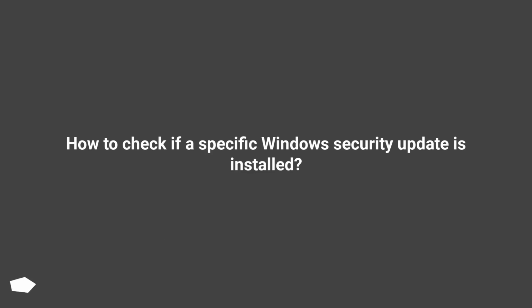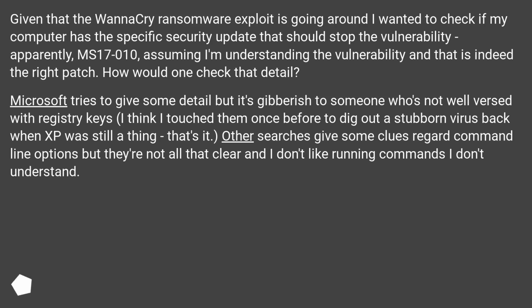How to check if a specific Windows security update is installed? Given that the WannaCry ransomware exploit is going around, I wanted to check if my computer has the specific security update that should stop the vulnerability. Apparently, MS17-010, assuming I'm understanding the vulnerability and that is indeed the right patch. How would one check that detail?